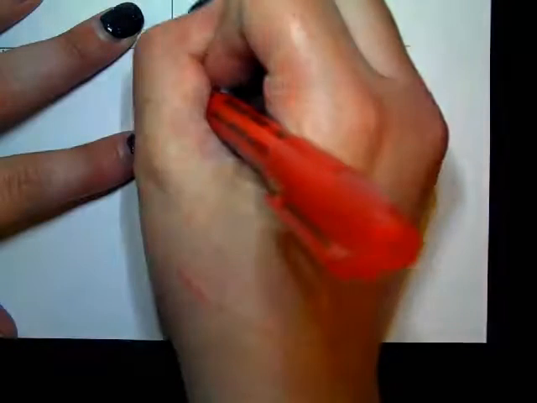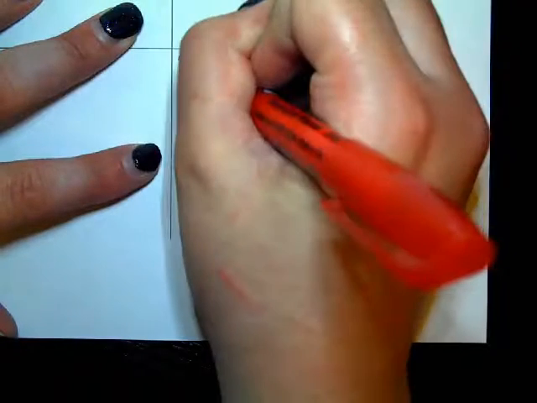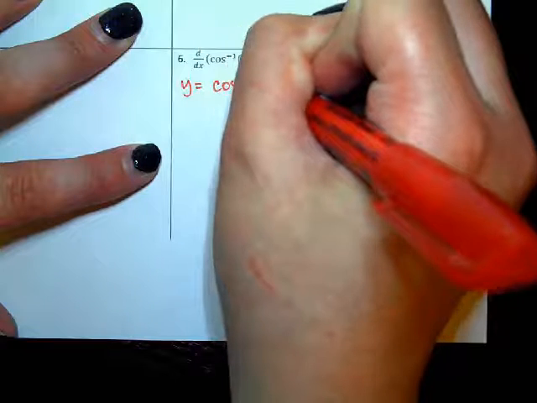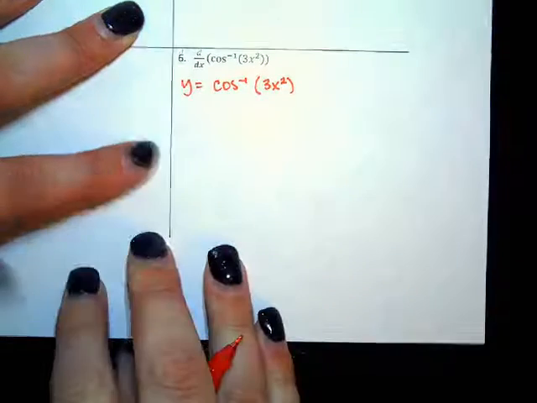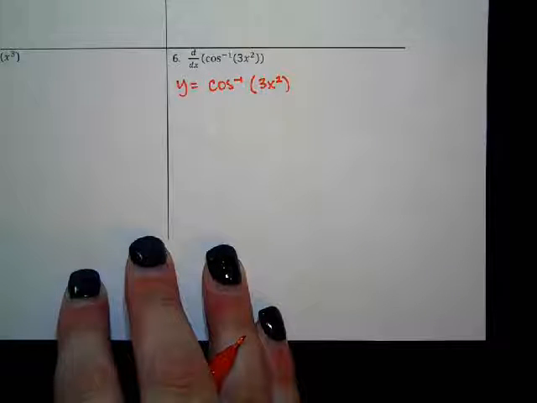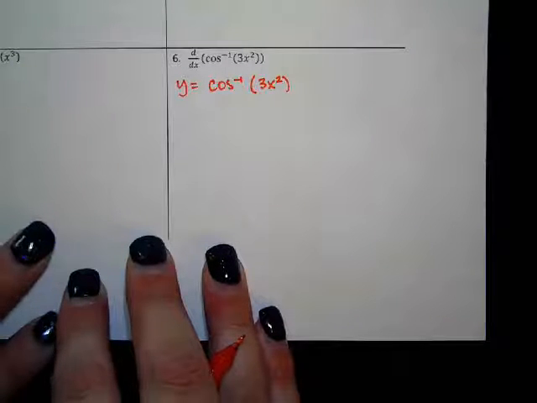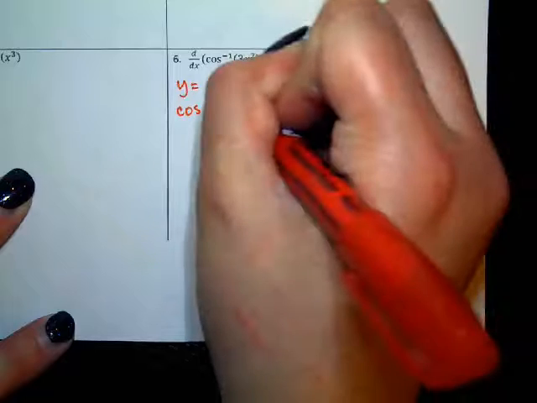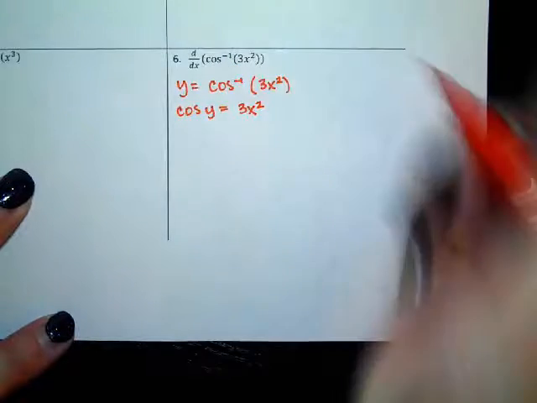So y equals cos inverse of 3x squared. Okay. Now what do we do? Okay. So cos y equals 3x squared.